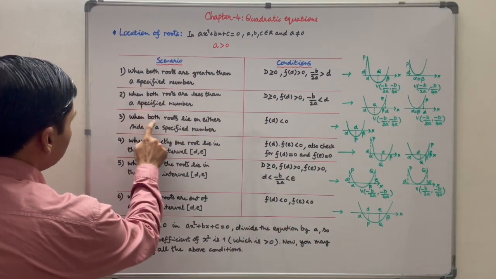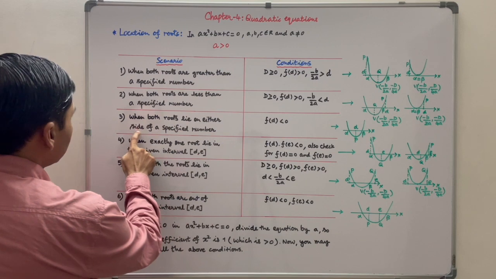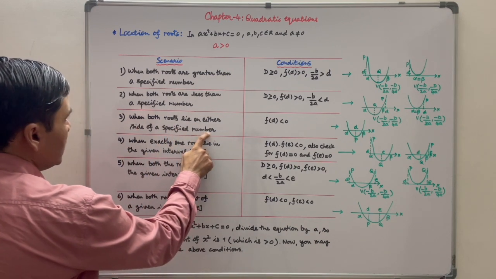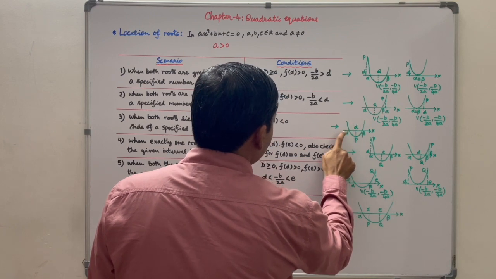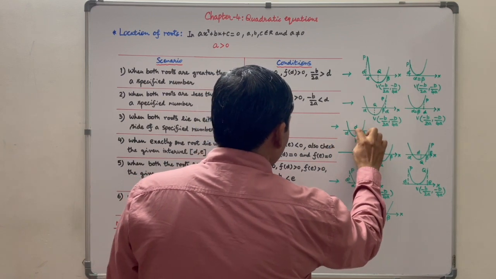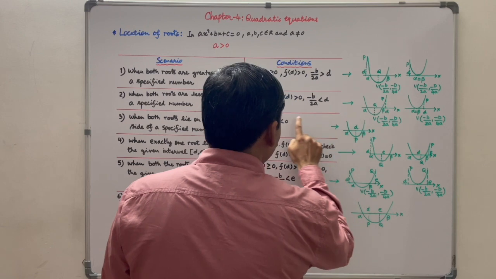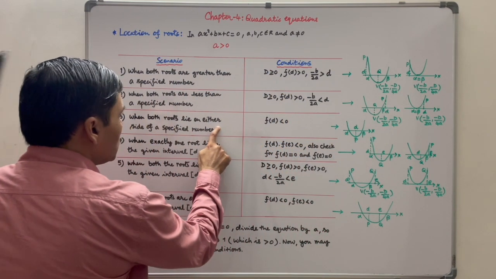Scenario 3. When both roots lie on either side of a specified number. Suppose the specified number is d. So d lies between roots alpha and beta. So f(d) is less than 0 is the only condition in this scenario.